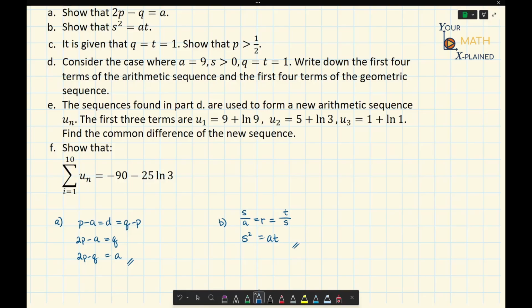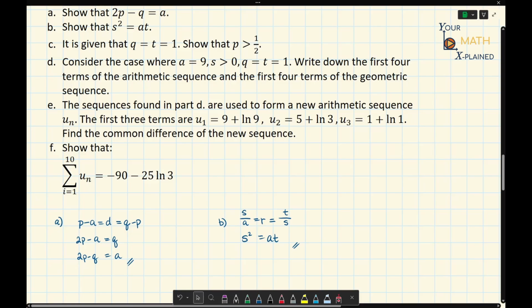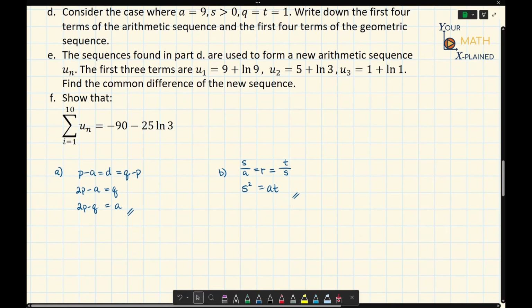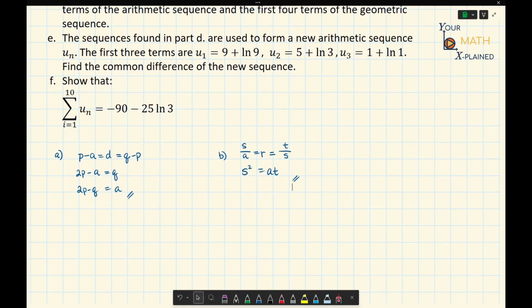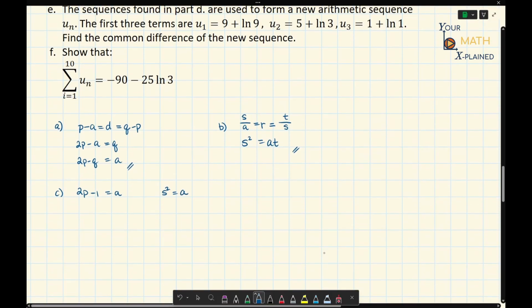Now the third part says that it is given that q is equal to t, which is equal to 1, and we want to show that p is greater than 1/2. So we're going to start by substituting the values for q and t into the equations that we got from parts A and B, which means we get 2p minus 1 is equal to a. Then substituting in the value for t into the second equation, we get s squared is equal to a times 1.